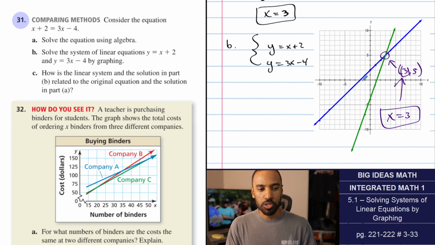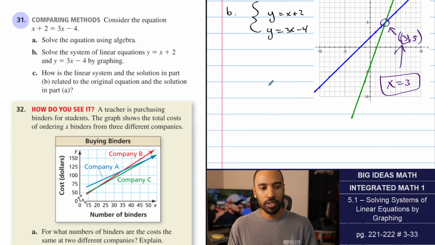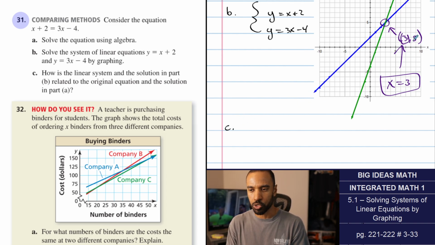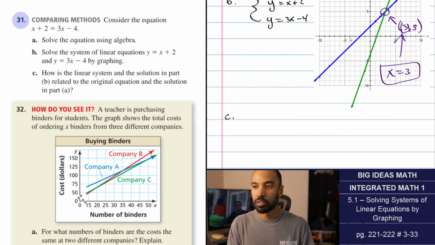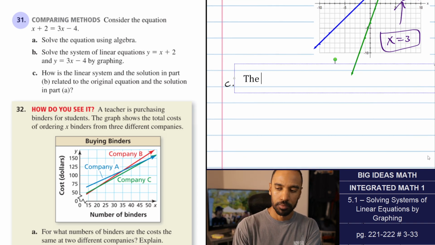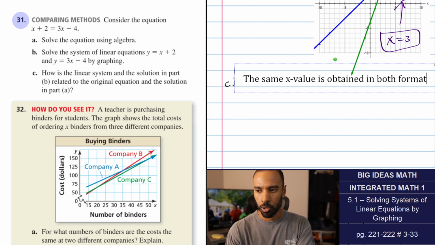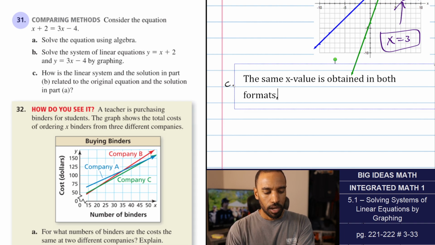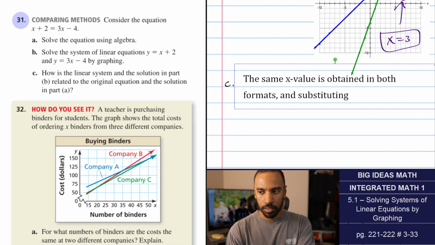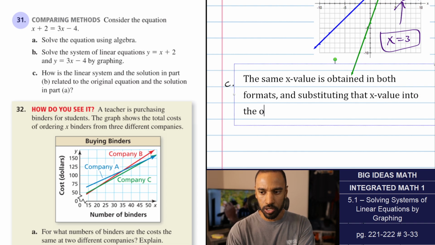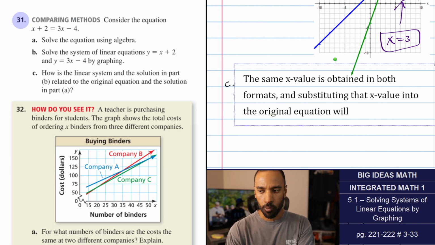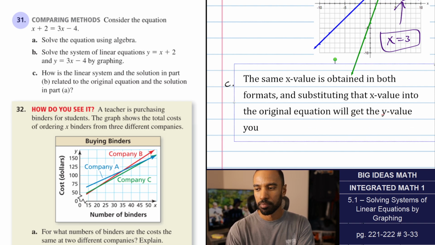How are the linear system and the solution... Oh, okay, so they're not asking us to compare. But how are the linear system and the solution in part B related to the original equation and solution in part A? So I might have jumped the gun by showing the x equals 3 part, but you get the same x value for both. The same x value is obtained in both formats, and substituting that x value into the original equation will get the y value you solved for in the system of equations.